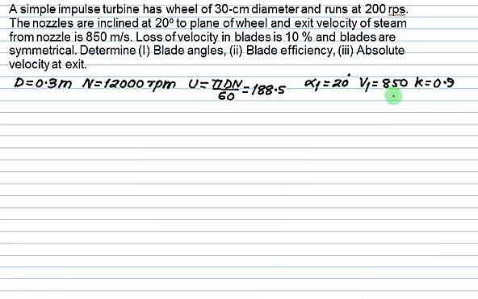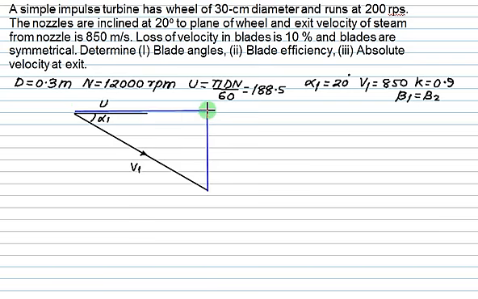And blades are symmetrical. Does it mean that beta 1 is the same as beta 2? So you know the value of U. You know the value of V1. This diagram is drawn without scale. This one is alpha 1. This one is V1. Let us have two components. One is this value, that equals what? Vf1. And one is this value, that equals what? Vw1.